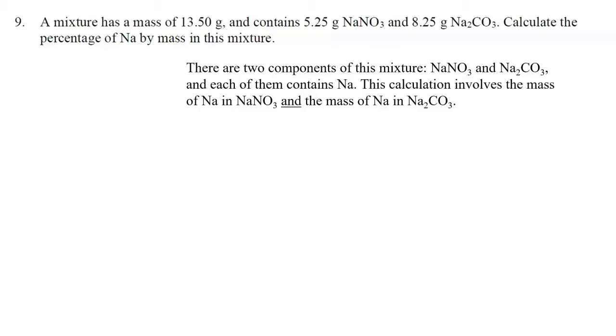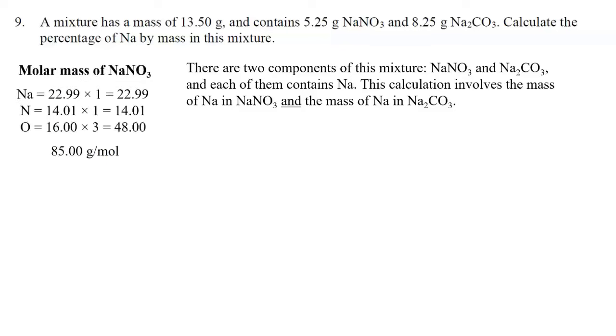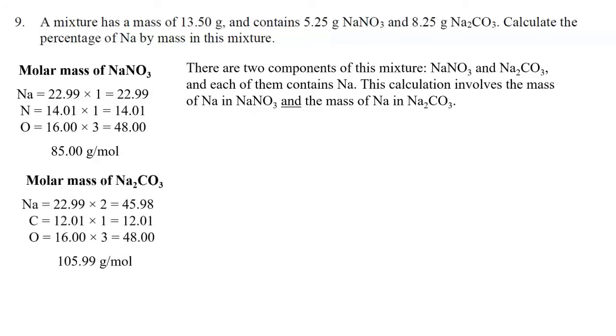So let's go ahead and think about the molar mass calculations for sodium nitrate. Again, using the periodic table, we have 1 sodium, 1 nitrogen, and 3 oxygens for a grand total of 85.00 grams per mole. For the sodium carbonate, we have 2 sodiums, 1 carbon, and 3 oxygens, grand total of 105.99 grams of sodium carbonate per mole. So let's take them one at a time.